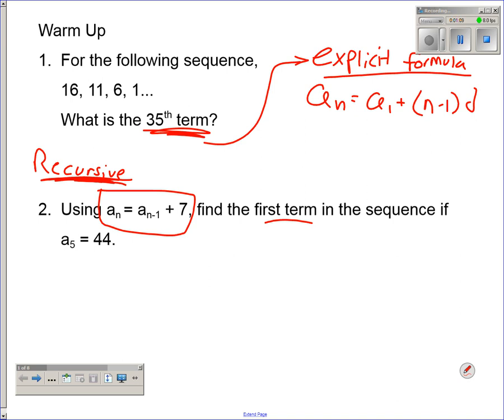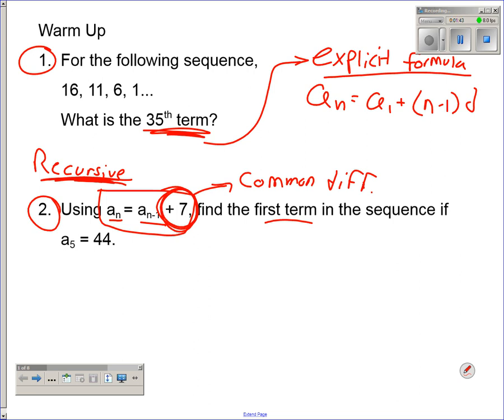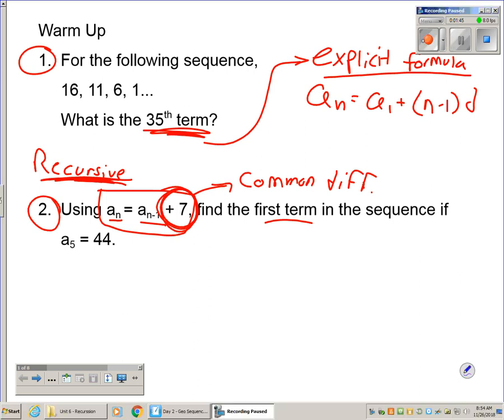And the recursive formula is great and all, but all it really is useful for is telling us the common difference. It's just telling us what we do to go from our previous term to our next term. In this case, we would add 7. So this is our common difference. Okay, so take a second, see if you can maybe use the explicit formula to try number 1. See if you can work backwards with your explicit formula again in number 2. Okay, and then we'll figure it out together.